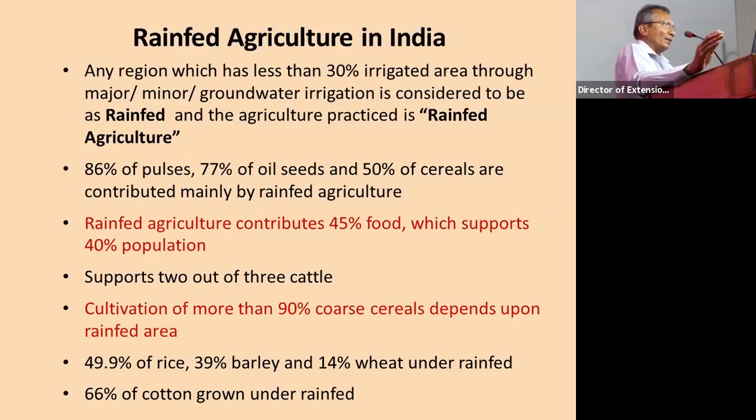Most of the food materials are coming from dryland agriculture only. So rainfed agriculture contributes 45% of the food requirement and supports 40% of the population. It supports two out of three cattle. So two cattle are depending on the rain in the rainfed agriculture areas only. So cultivation of more than 90% of coarse cereals depends upon rainfed areas. If you go to North India, UP or Punjab, most of the areas are under rainfed only because they are getting sufficient rain. So they are raising wheat, sugarcane, fodder legumes, or sunflower.